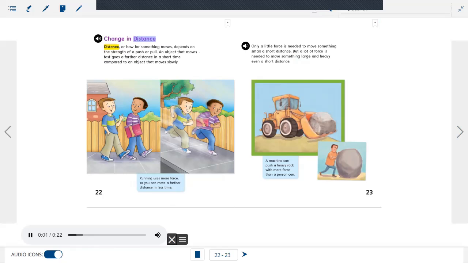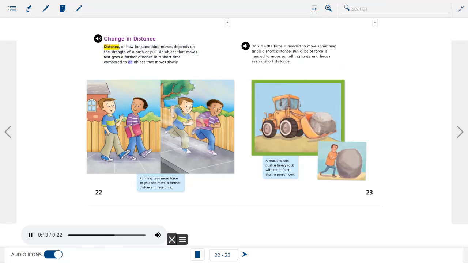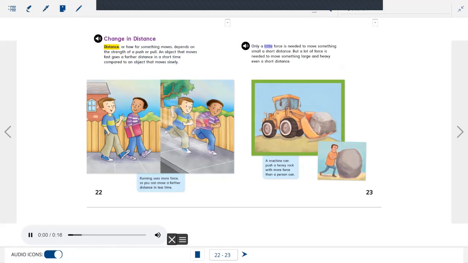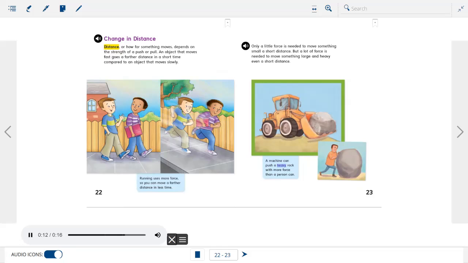Change in distance. Distance, or how far something moves, depends on the strength of a push or pull. An object that moves fast goes a farther distance in a short time compared to an object that moves slowly. Running uses more force, so you can move a farther distance in less time. Only a little force is needed to move something small a short distance, but a lot of force is needed to move something large and heavy even a short distance. A machine can push a heavy rock with more force than a person can.